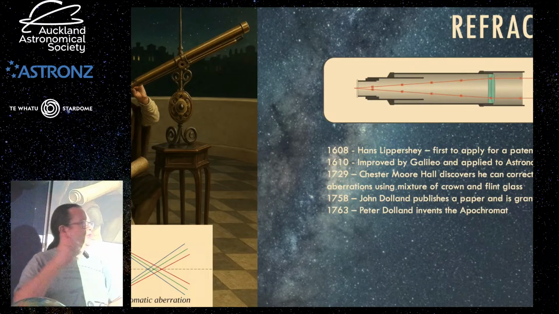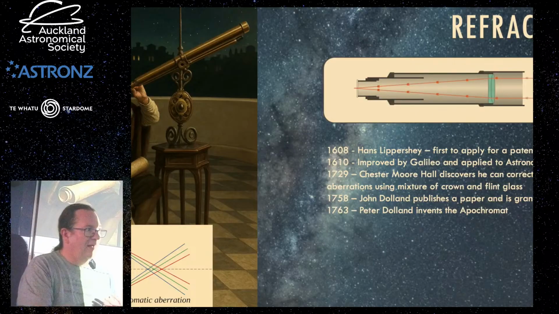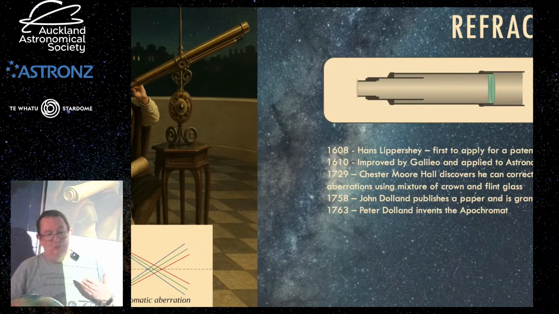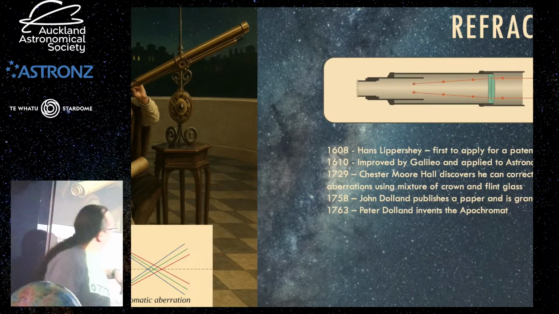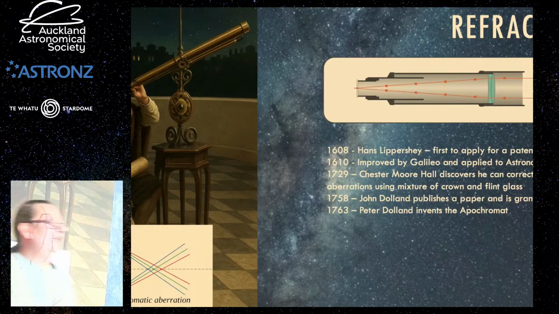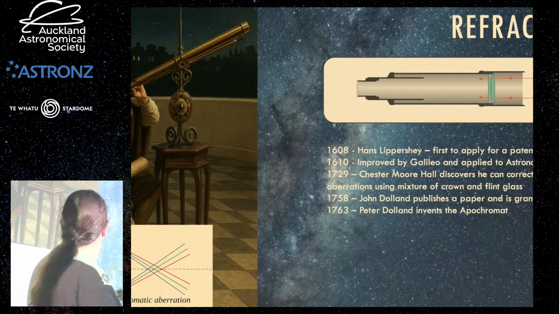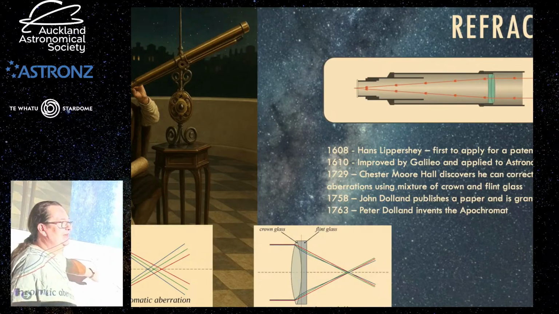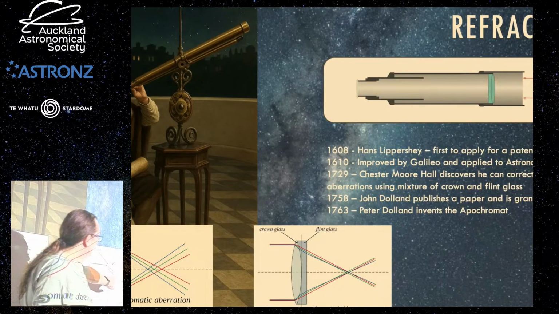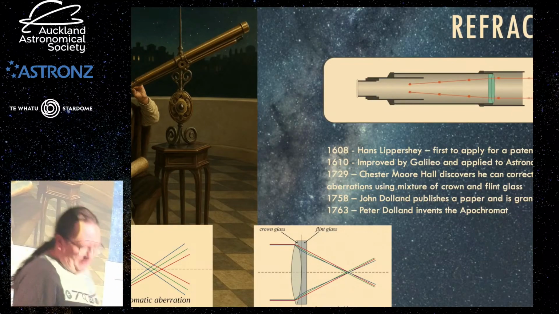So John Dolland publishes a paper. He does a lot of investigation work, and he publishes a scientific paper about how the combination of these lenses makes a really good imaging system. And then he goes on to patent this. So in 1758, he was granted a patent for this mixture of crown and flint glass, which works because the 2 different types of glass refract the light slightly differently, bringing it to a closer focus. Not perfect, though.